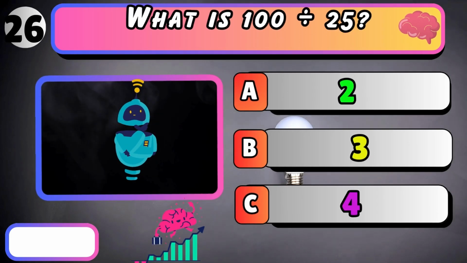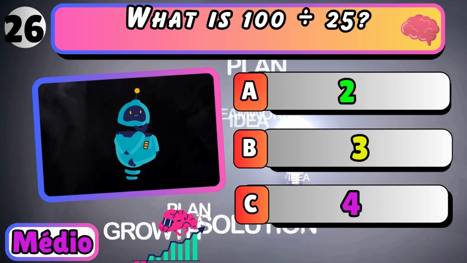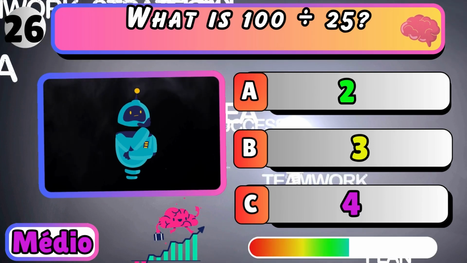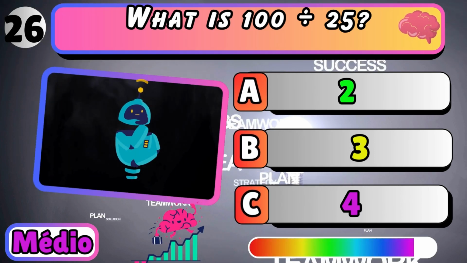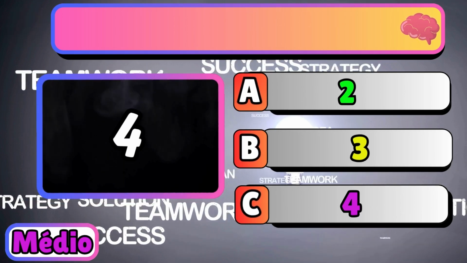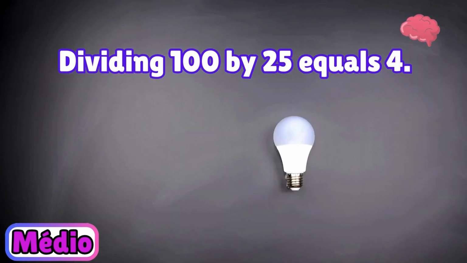What is 100 divided by 25? 2, 3, or 4? 4. Dividing 100 by 25 equals 4.